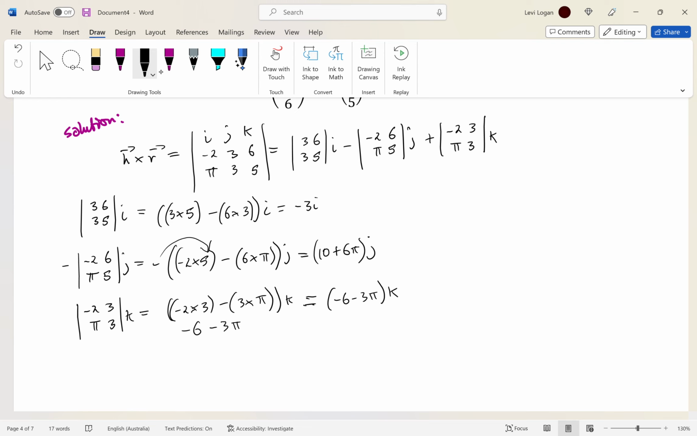Alright, so therefore h cross with r is going to be equal to the vector negative 3, 10 plus 6 pi, and negative 6 minus 3 pi. Boom. Alright, that's the end of the video.